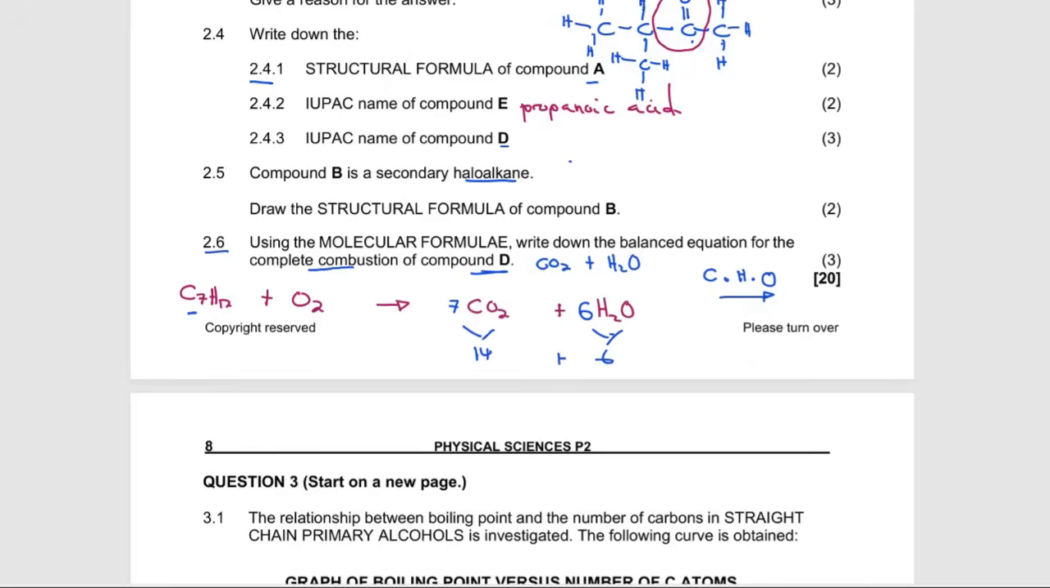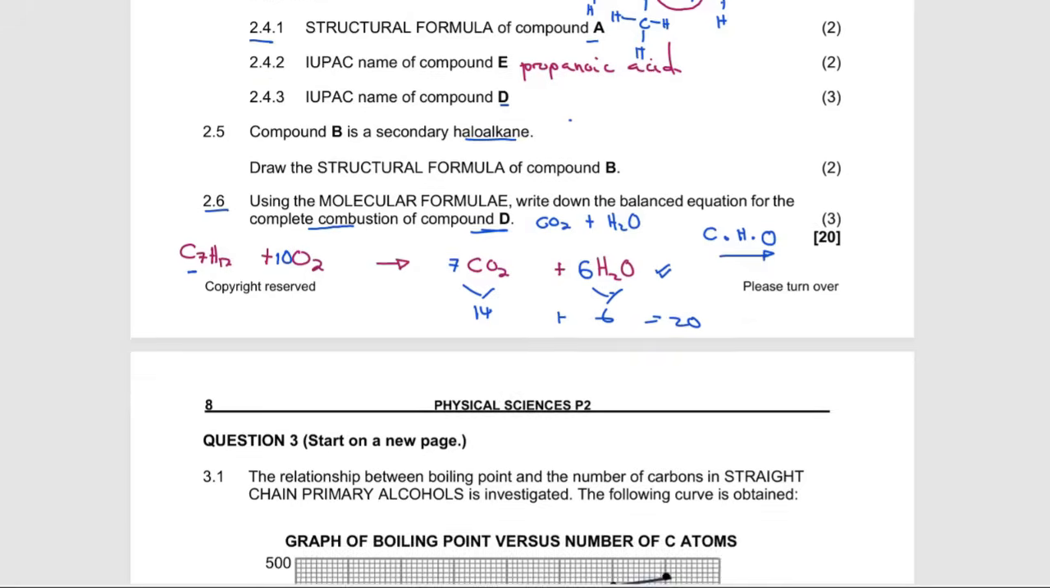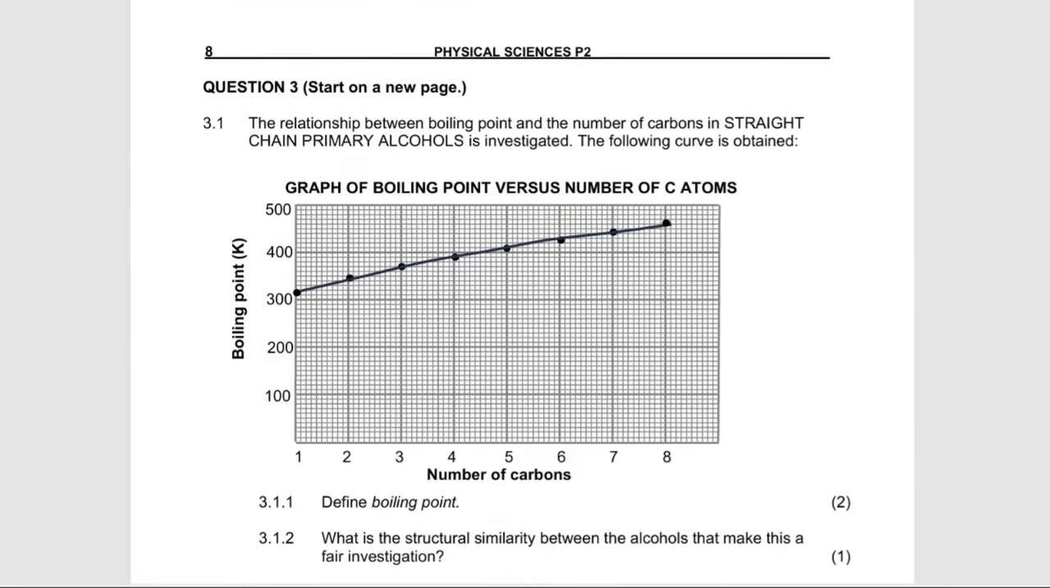If we add 14 plus 6, we're going to get a value of 20. So for us to get a 20 there, we must balance with a coefficient of 10. So it's going to be 10O2. Then that's how we balance our equation. Now we're going to move on to question number 3.